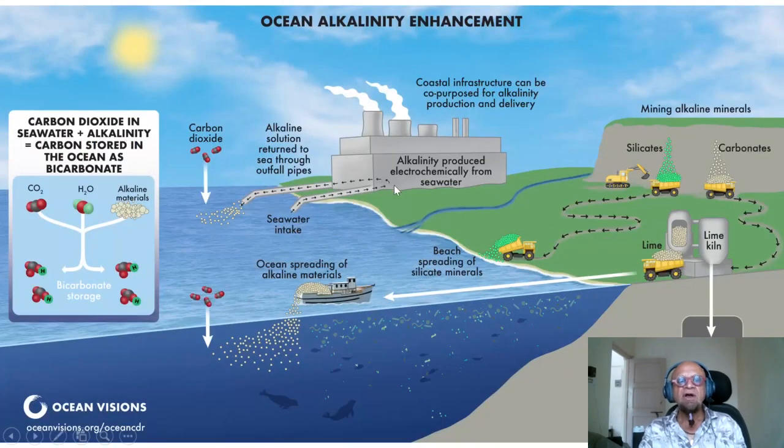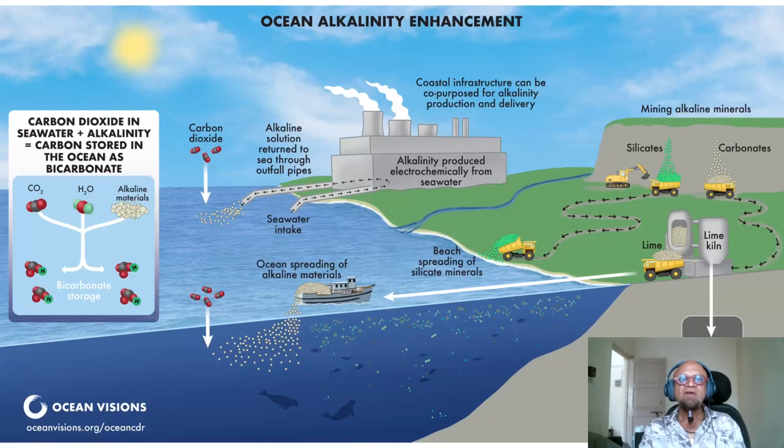Here it says we can co-purpose for alkalinity production and delivery. So you are doing something else, taking seawater, let's say, to cool your thermal plants, or for desalination, and so on. But you are using the system and co-purposing it for producing alkaline solution to put back into the ocean instead of releasing polluted or warm waters.